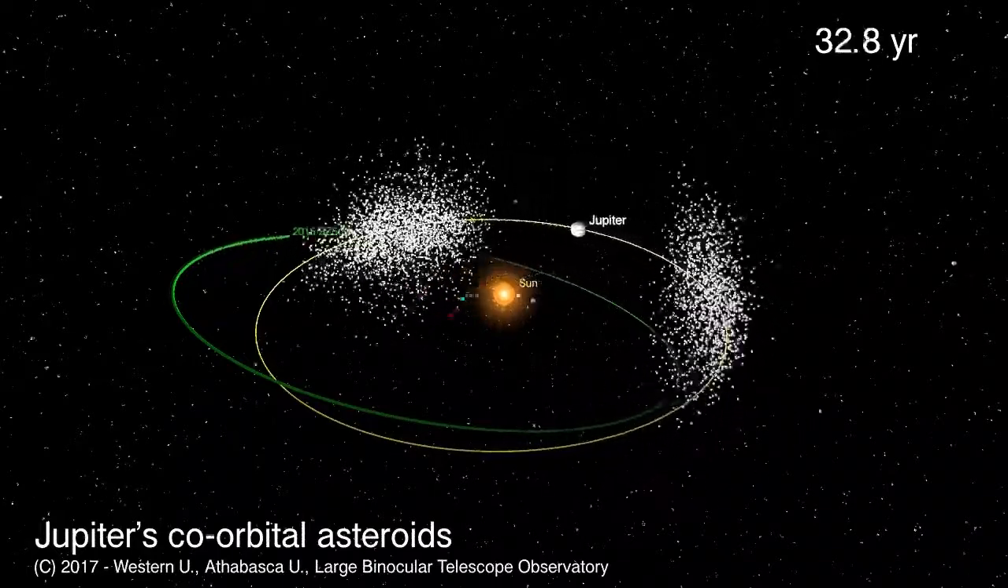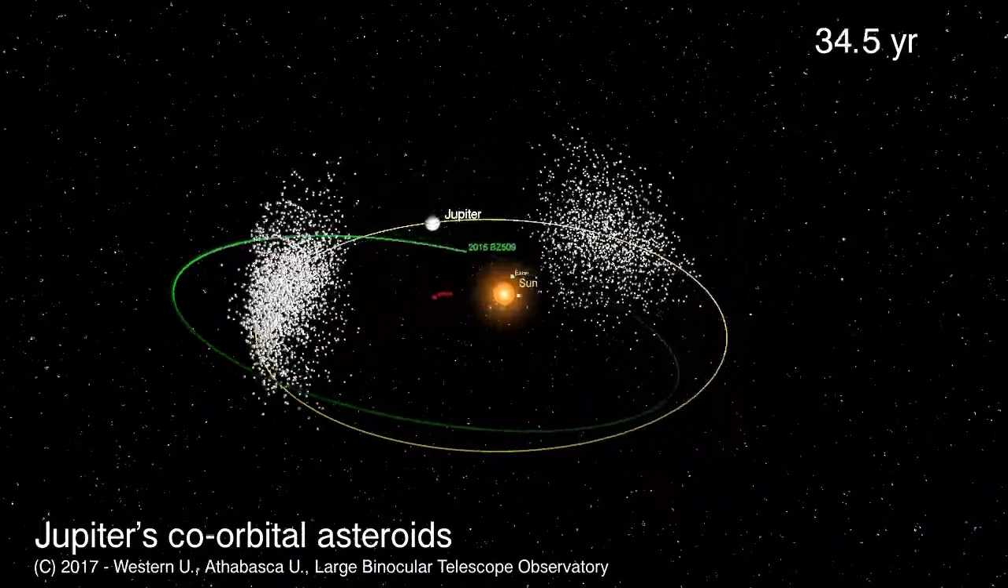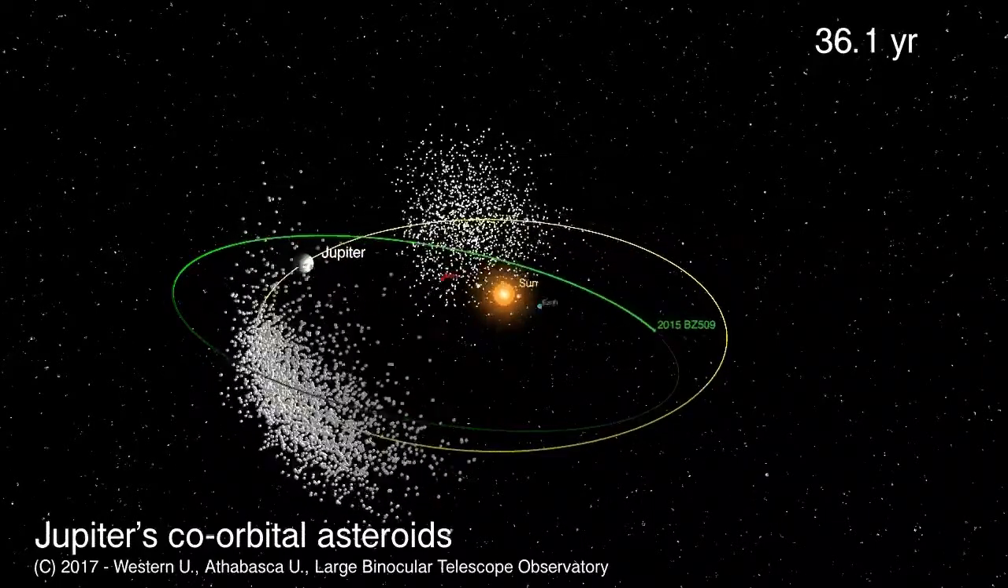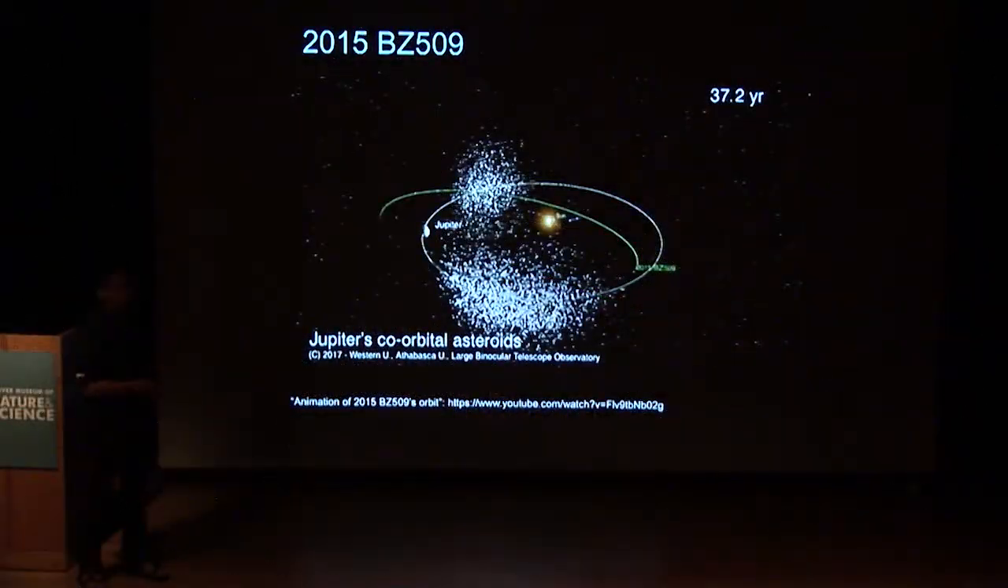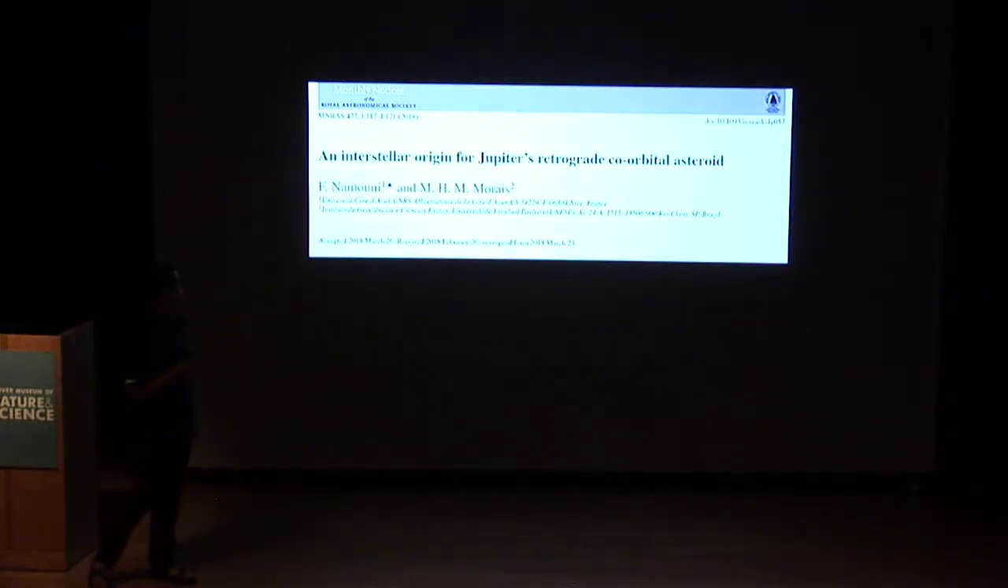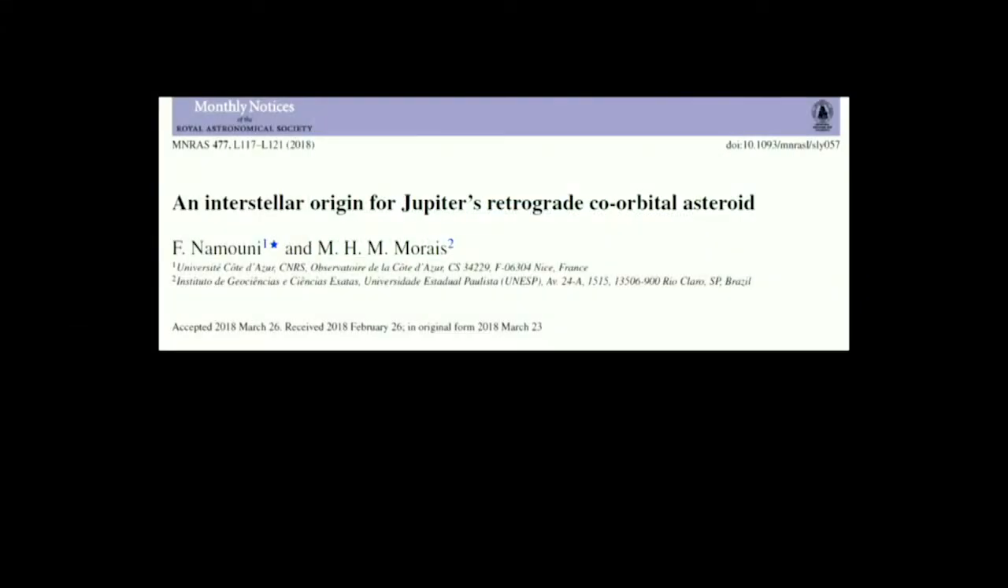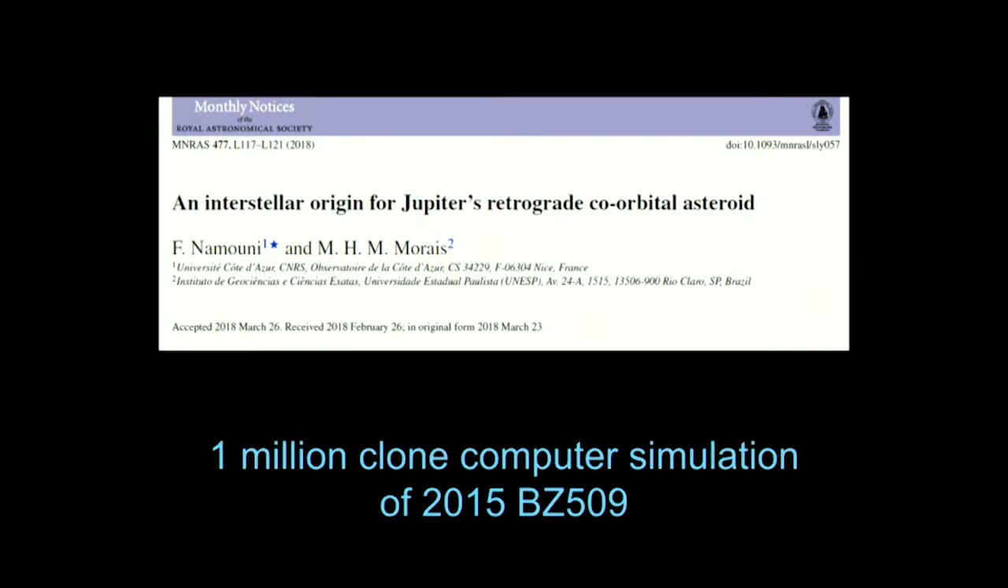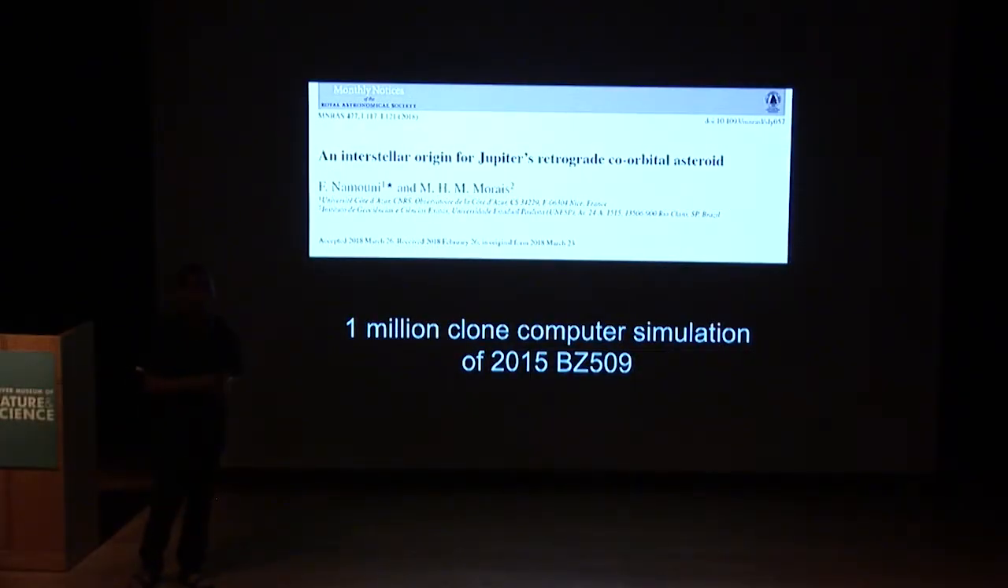And so even though it does have this weird orbit, it's actually uncertain whether this orbit is entirely stable, just because it does swing by Jupiter. And so what the authors of this paper did was they ran a computer simulation, or actually 1 million different computer simulations, of what they call clones of BZ509. And the reason why they had to do so many is that the orbit of BZ509 is actually not totally well known. And so they had to basically run a range of different parameters.